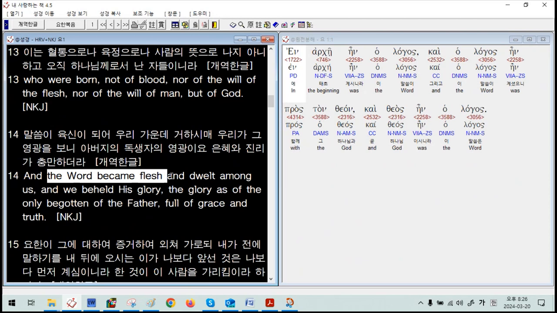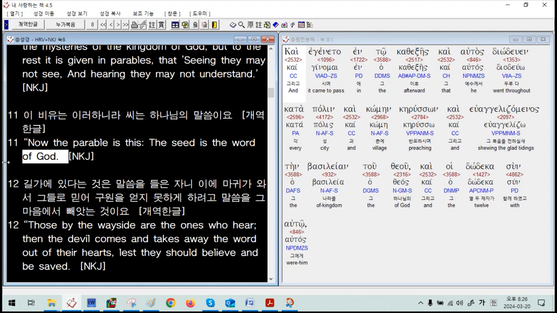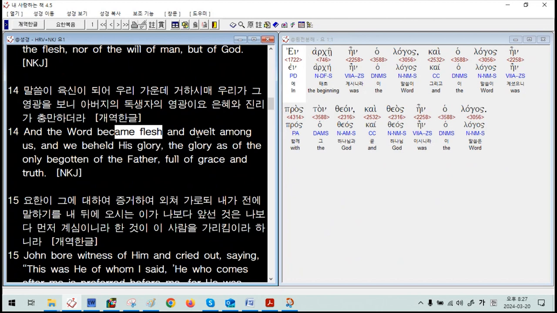Then this word is the seed, right? When we go to Luke 8:11, the parable says the seed is the word of God, right? So go back to John chapter 1 verse 14. The seed fell into my flesh. Then dwelt among us, right? So Jesus is born inside me. I am receiving the seed. The seed is the word of God.